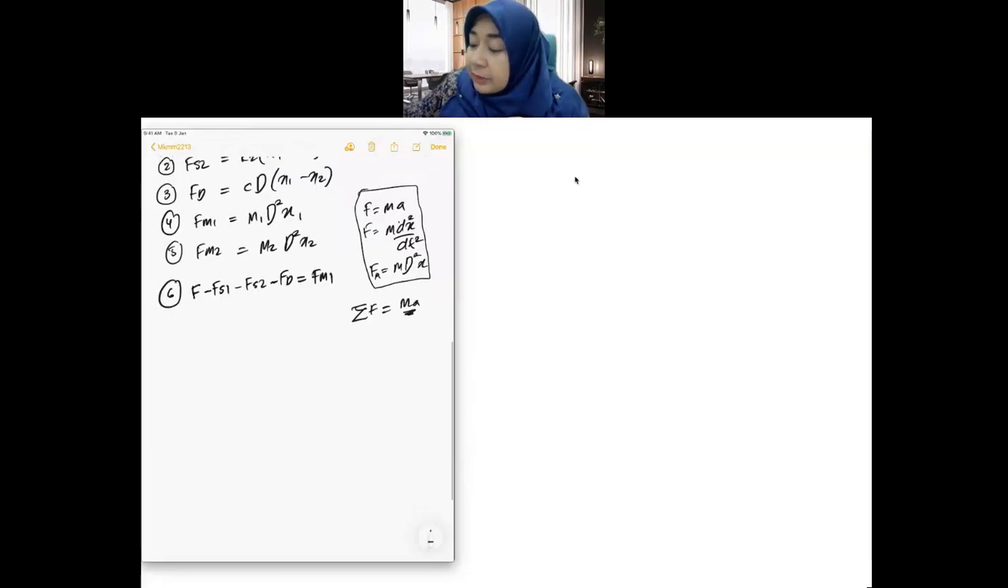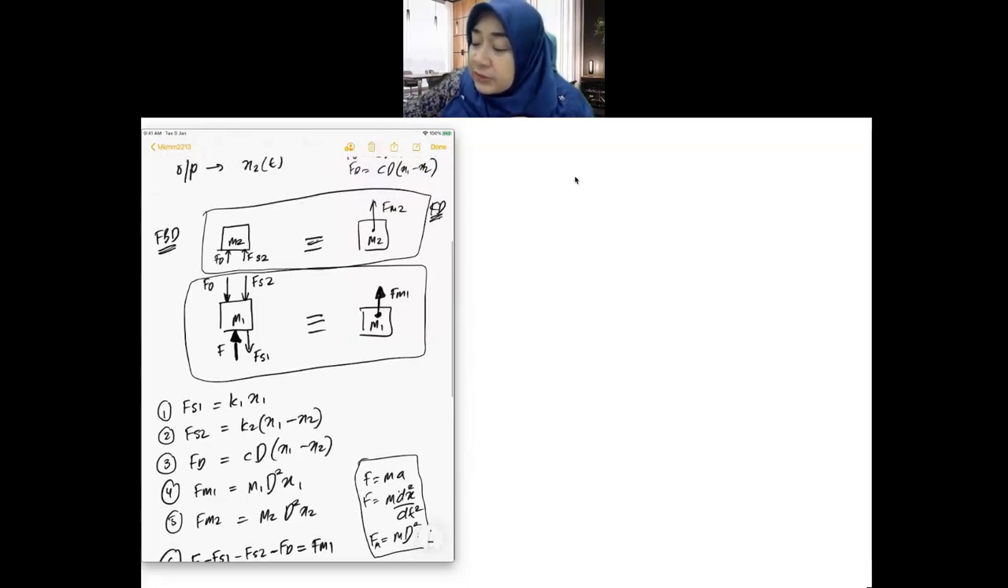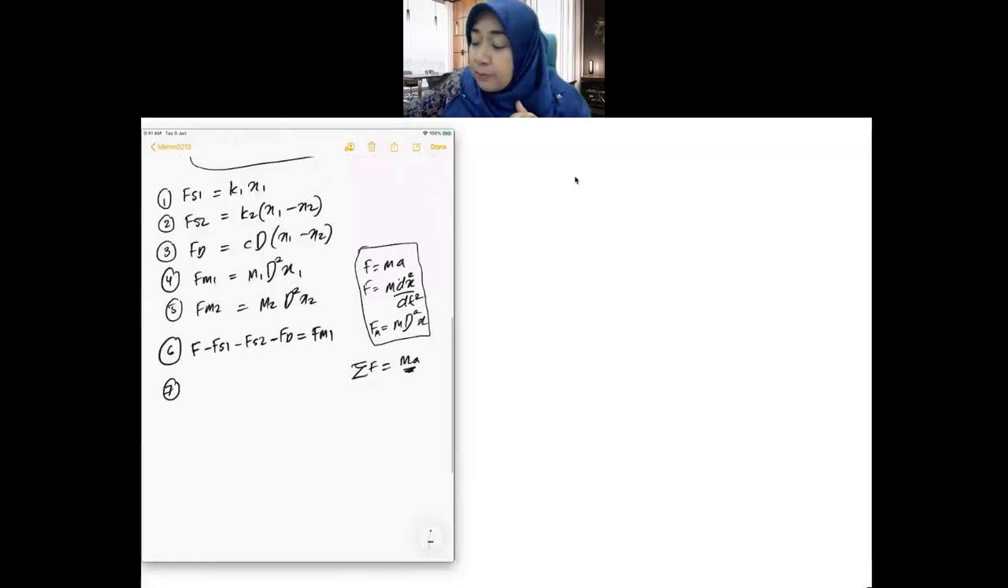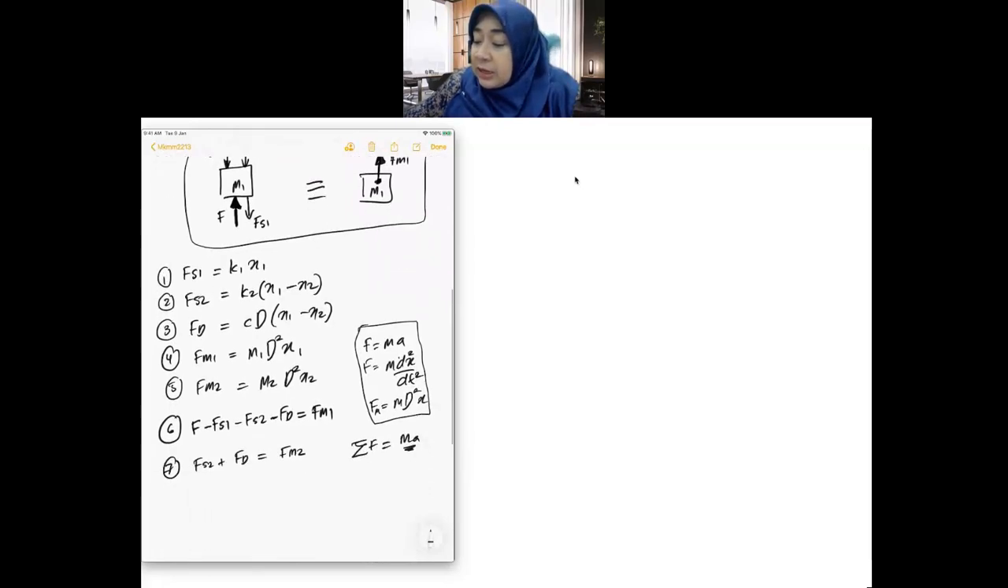Similarly I'll do equation 7. For my summation of forces for M2, I will only have two forces going up, so both are positive. FD plus FS2 equals FM2. Both of them are going up, so FS2 plus FD equals FM2. So you've done the third part, which is the derivation of all the mathematical equations representing your suspension system. You have your suspension system, and these are the mathematics.